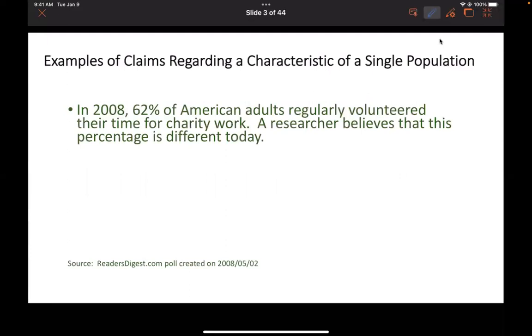So here are some examples regarding claims, and we're going to be revisiting these frequently. In 2008, 62% of American adults regularly volunteered their time for charity work. A researcher believes that this percentage is different today. So 62% is the data that we already had, and a researcher thinks it's different. So they're going to gather data, and they're going to try to prove that it is different than the 62%. This would be a hypothesis.